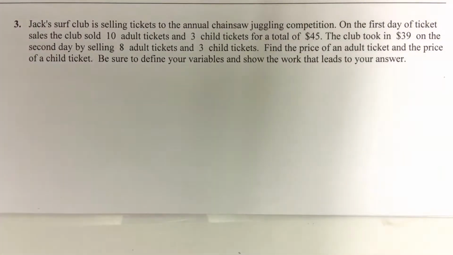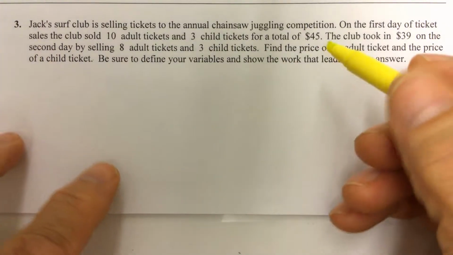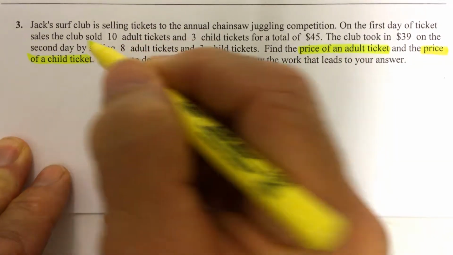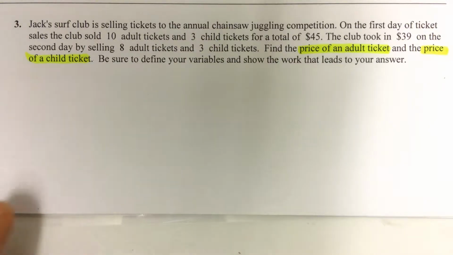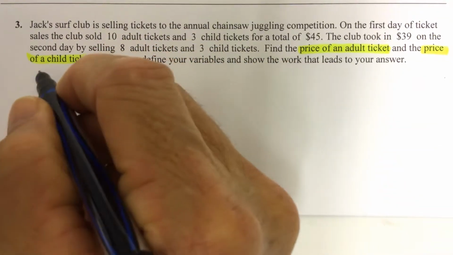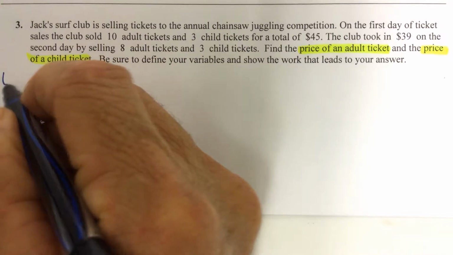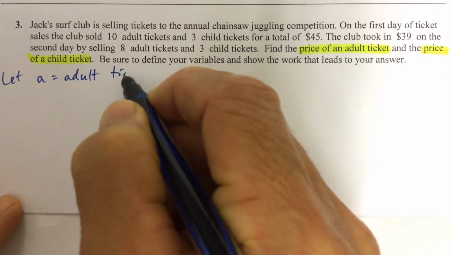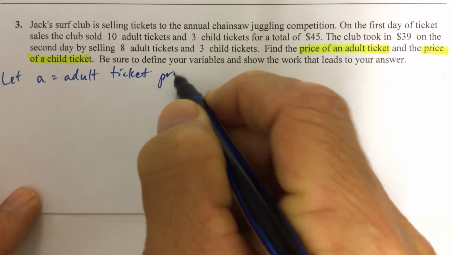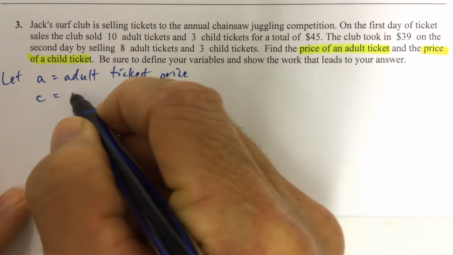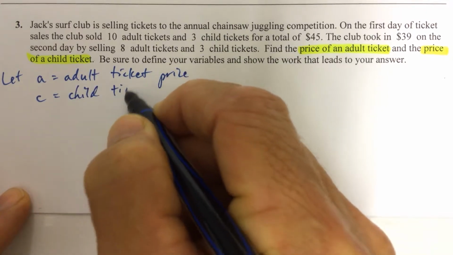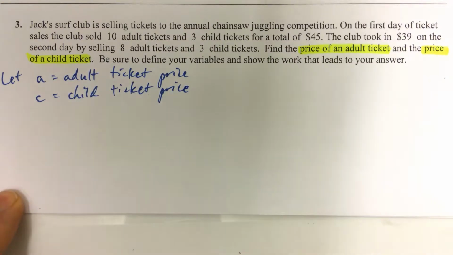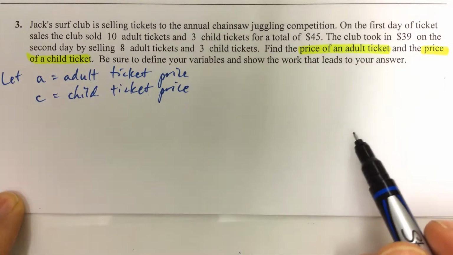For problem number 3, what do we want to find? We want to find the price of an adult ticket and the price of a child ticket. If you remember, the key step here is to define our variables. So let A equal the adult ticket price, and C equal the child ticket price. Once we have that, we can identify the two equations.